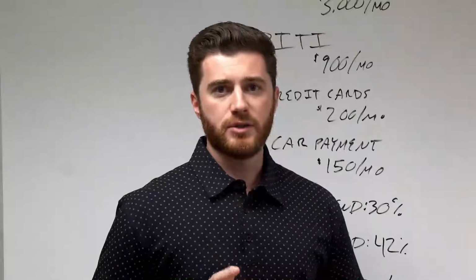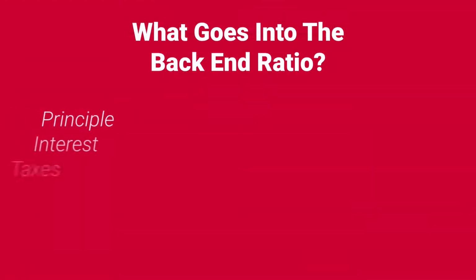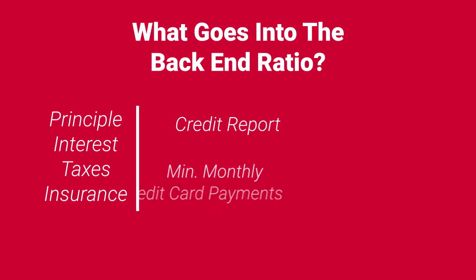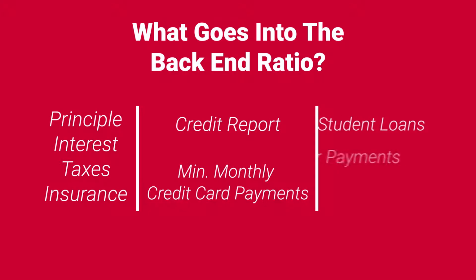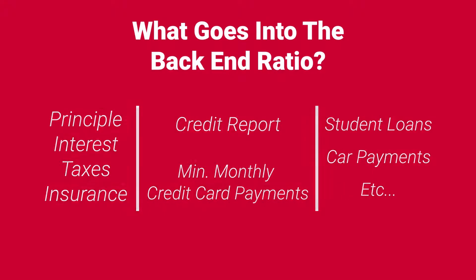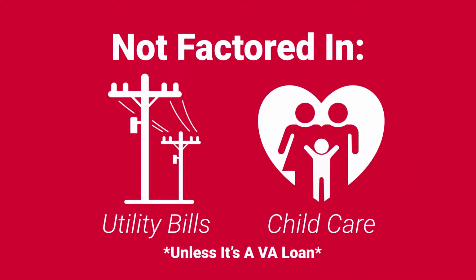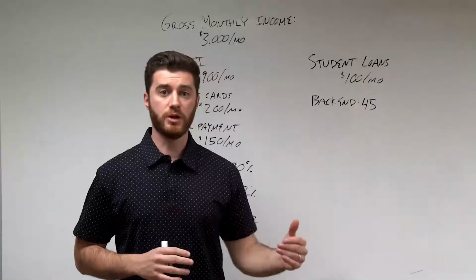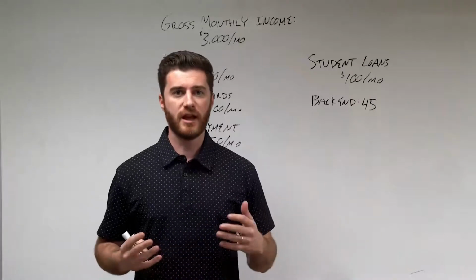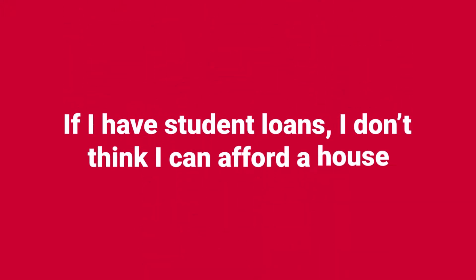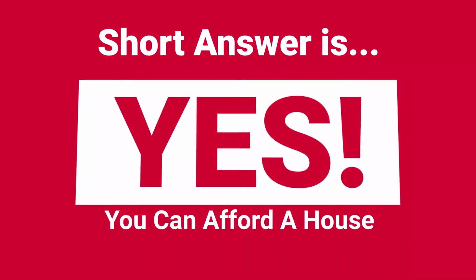Stuff that goes into the back end ratio is the principal, interest, taxes, and insurance, including everything on your credit report. The minimum monthly payment on those credit cards, student loans, car payments, those things. This does not take into account utility bills, childcare, unless it's VA. So there's one thing I mentioned here that would be included in your back end ratio. And it's something that most of my clients have, and it's the student loans. The first question I always get asked is, well, if I have student loans, I don't think I can afford a house. And the short answer is, yes, you can.